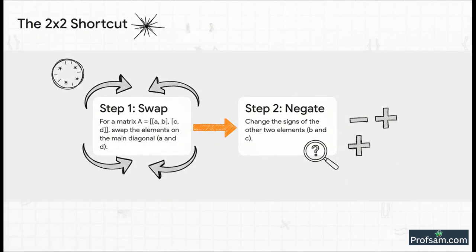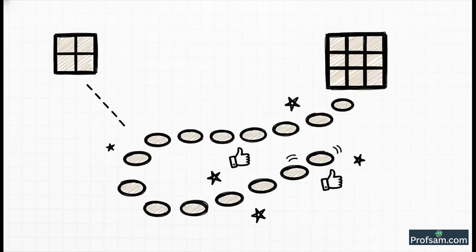And you know what? For 2x2 matrices, there's a fantastic shortcut that will save you so much time in your exams. It's a real quick win. Just look at the matrix. First, you swap the elements on the main diagonal, A and D. Then, you just change the signs of the other two elements, B and C. That's it. In 2 quick moves, you've found the adjoint. Super easy, right?